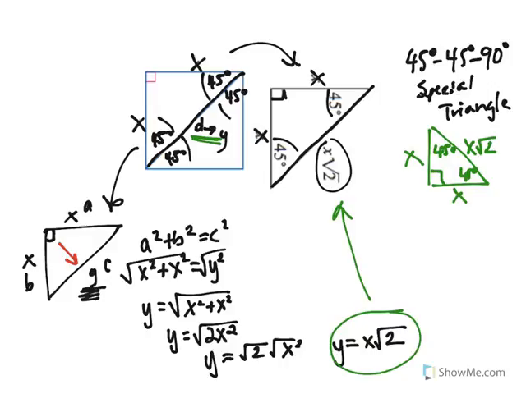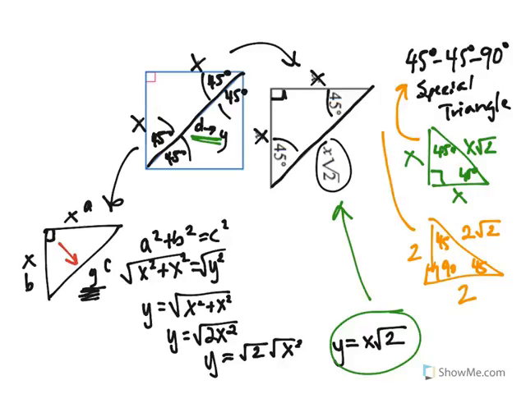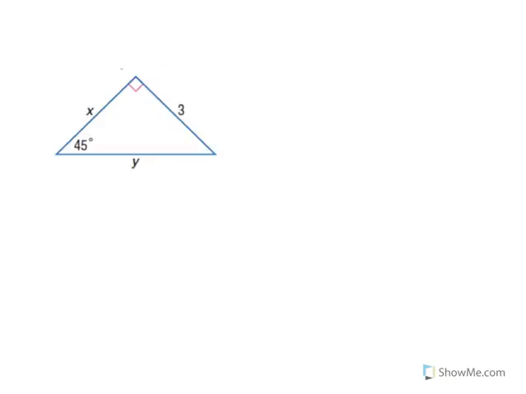So this works both ways. If you see a triangle that looks like this, you know that you can use a special triangle rule. And if you have side lengths of, let's say, 2, 2, and 2 radical 2, you can know that these angles here will be 45, 45, and 90. Just like all the rules that we learned before, they work both ways. Okay, let's do an example.